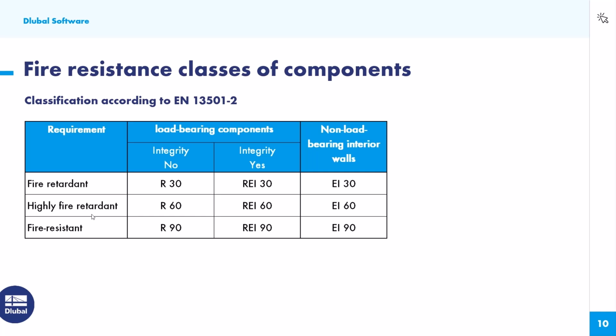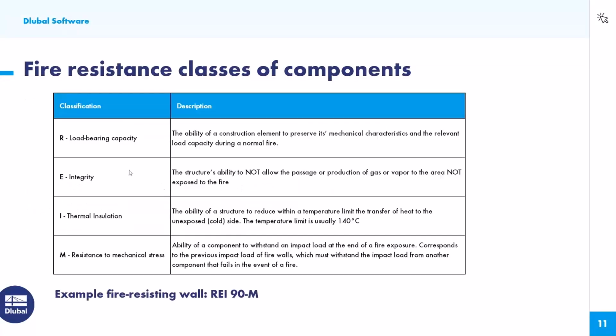Fire retardant, highly fire retardant, fire resistant. I guess that's clear to everyone. We talk about R30, R60, or R90, or R120, and so on. The indexes here are described on the next slides. I don't want to spend much time here. Please check the video afterwards and pause it. You will be able to read in detail what we're talking about. Today we're focusing only on the load-bearing capacity.